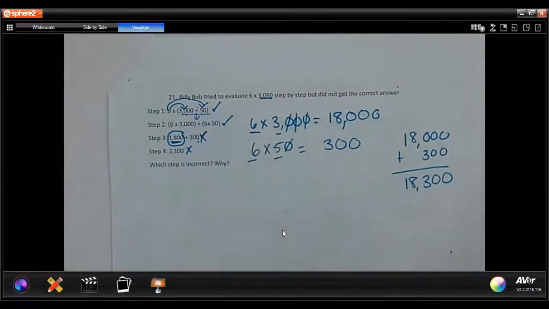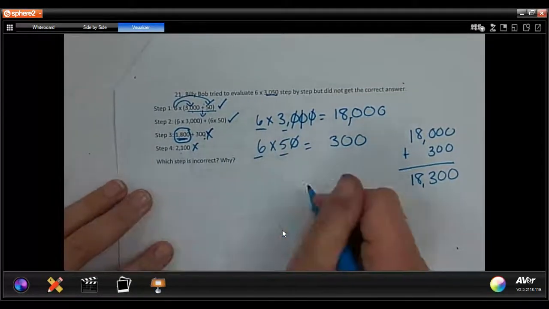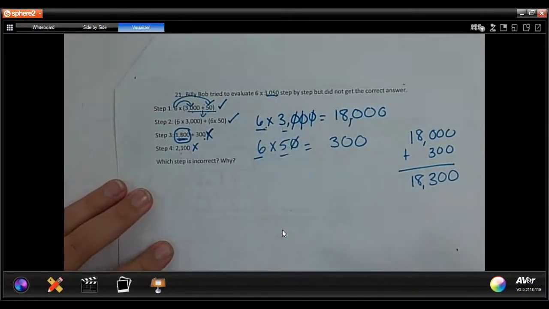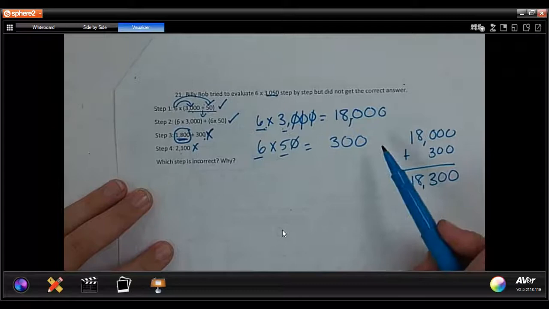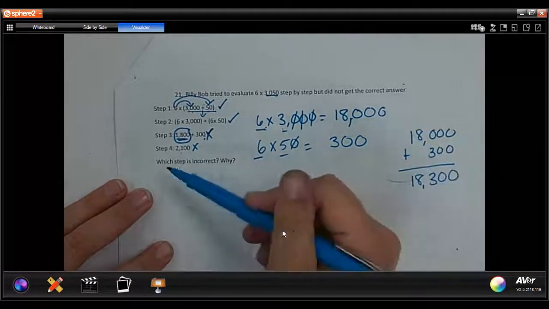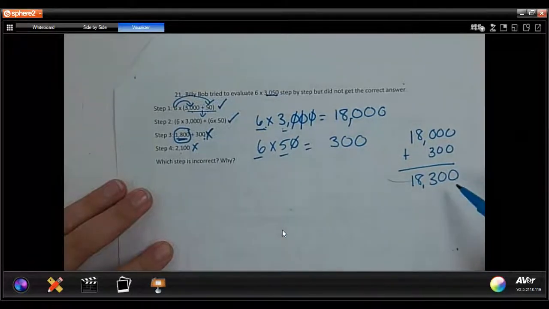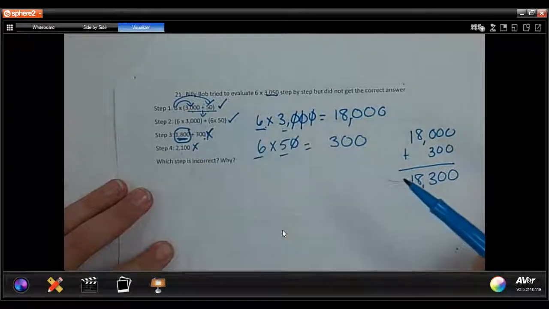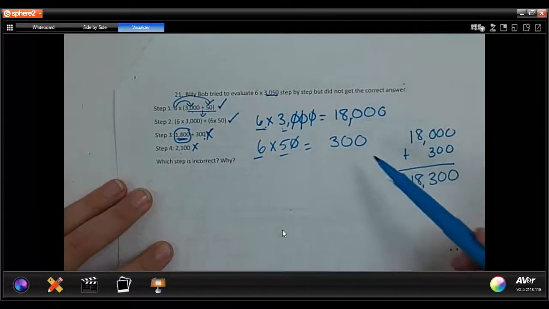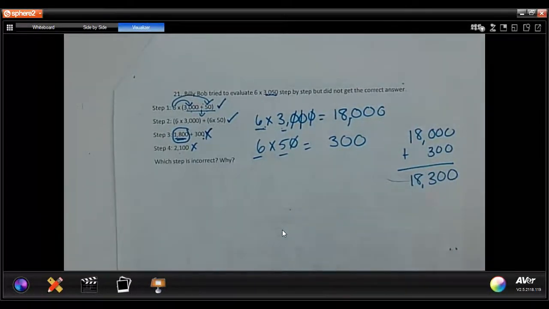So both of those are incorrect because you could write a little sentence here. He multiplied 6 times 3,000 incorrectly. And then what happened was when he added those up, he added those 2 numbers correctly, but he did not add the 2 correct numbers from 6 times 3,000. So just go through those steps and solve them as you would to see which one is wrong for the test. I hope these review videos helped.